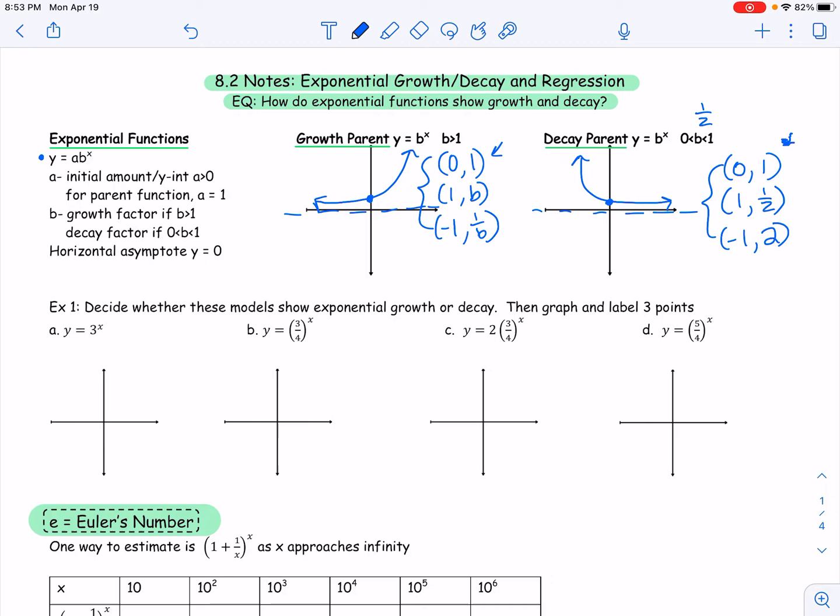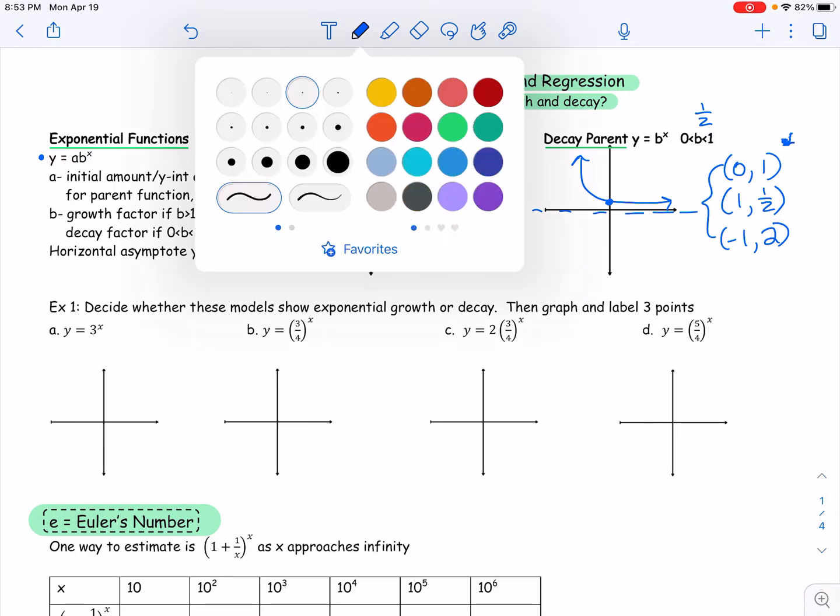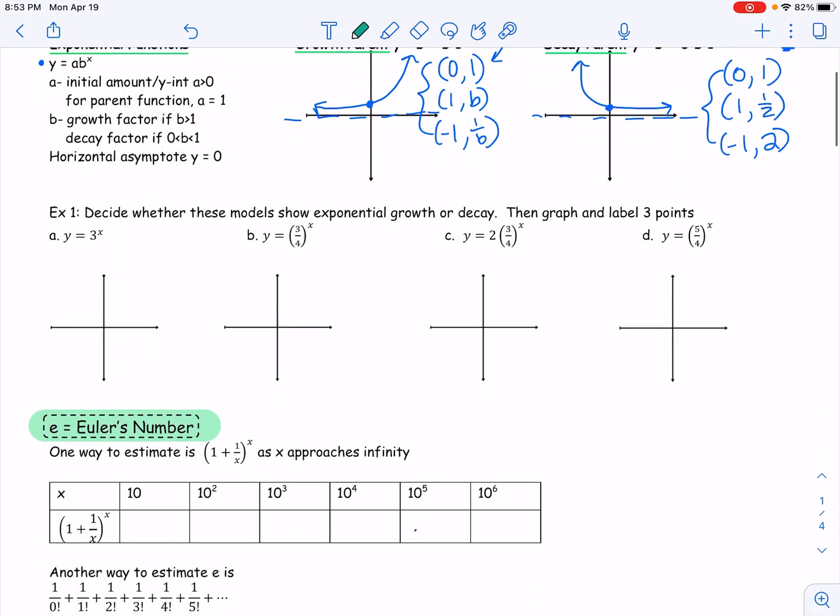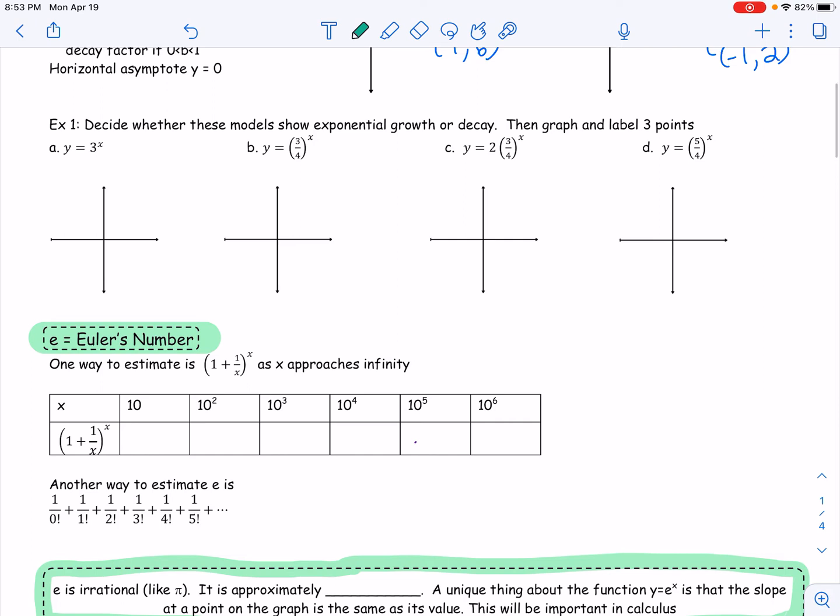So here we go. In the first problem, we want to identify what the base is, because that'll tell us if it's growth or decay. So in the first problem, our base is 3. That's bigger than 1, so this is showing growth. So I know it looks something like this, where this is 0, 1, 1 comma the base, and then -1, 1 over the base. Boom. Easy as that. Next model. My base is 3/4.